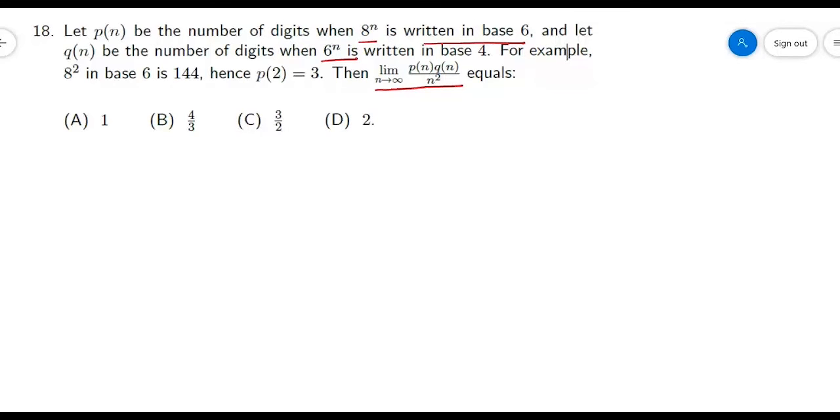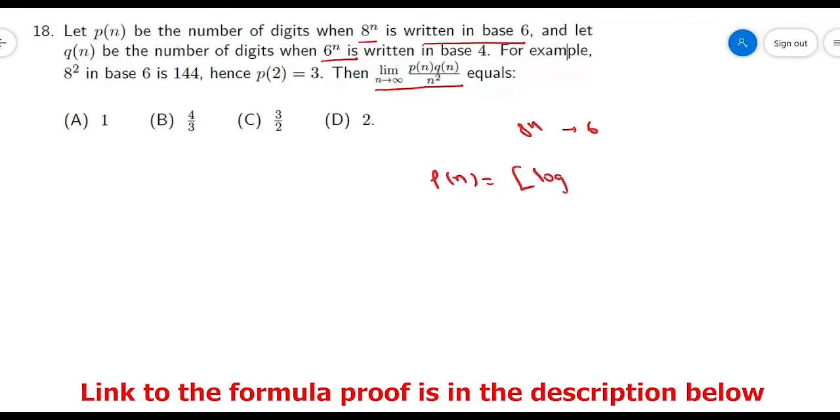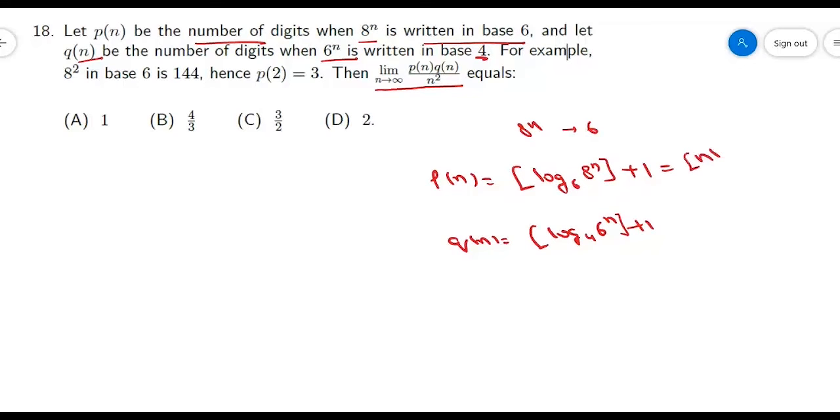Now there is a direct formula for that. If we write 8 to the power n in base 6, then the number of digits P_n is given by the greatest integer function of log of 8 to the power n to the base 6, plus 1. This is the formula to find the number of digits in another base. In the same way, we can find the number of digits Q_n when the base is 4. Q_n will be the greatest integer of log to the base 4 of 6 to the power n, plus 1. So basically P_n is the greatest integer of n log_6 8, plus 1, and Q_n is the greatest integer of n log_4 6, plus 1.